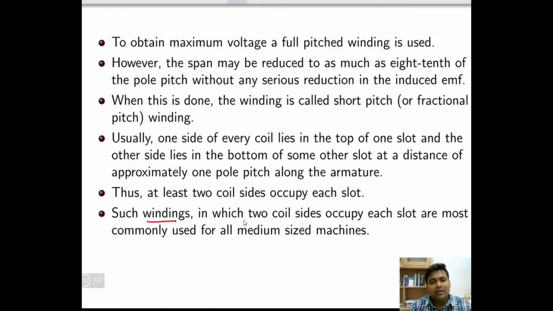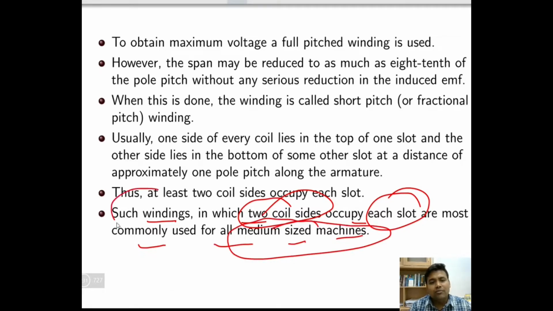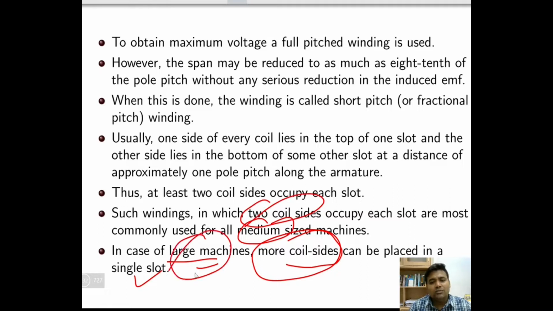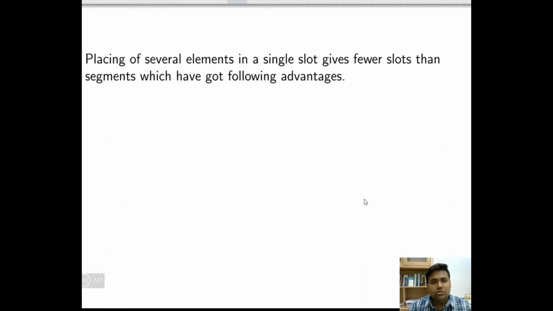Such winding, in which two coil sides occupy each slot, is most commonly used for medium size machines. So when we are using a medium size machine, this type of winding with two coil sides is preferable. In case of a large machine, more coil sides are placed in a single slot. So if you have a medium size machine, only two coil sides; if you have a large machine, more coil sides will be used.